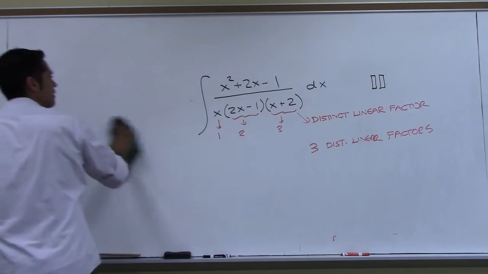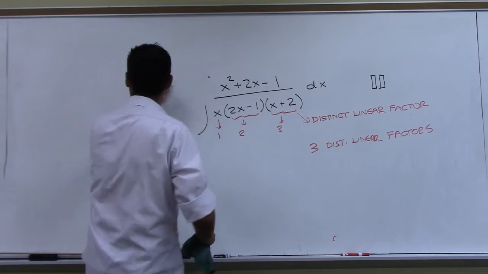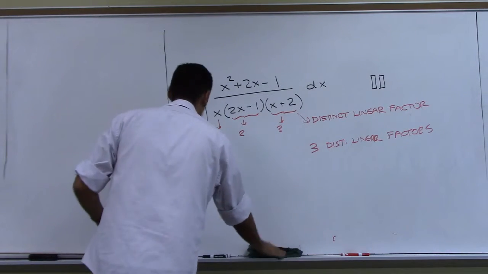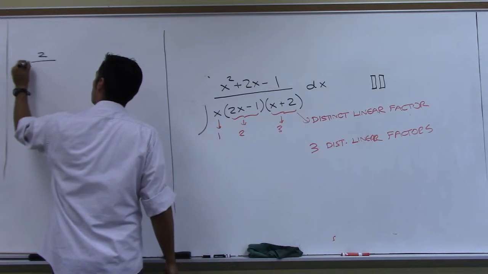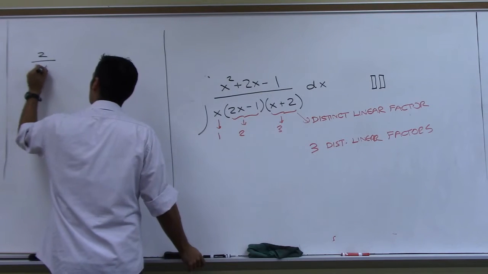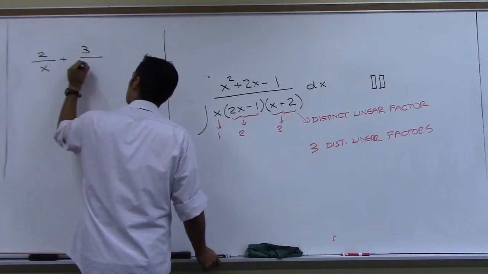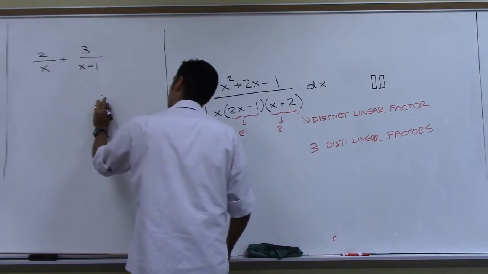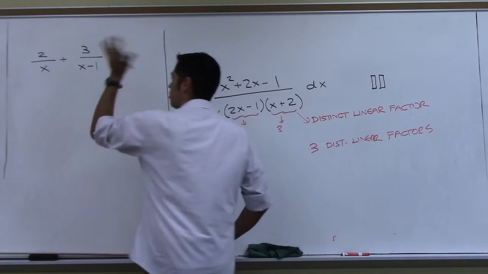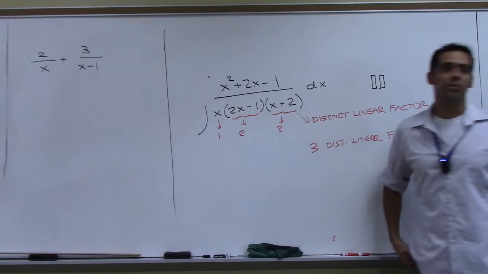So let's take something very simple. If I told you 2 over x plus 3 over x minus 1, yeah, that's good enough. If I asked you to add those, how would you do it?